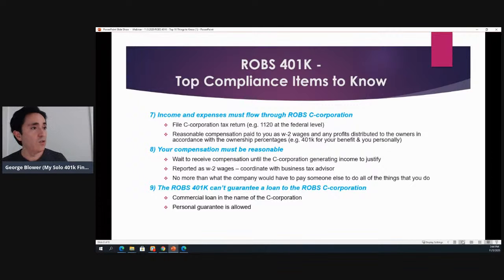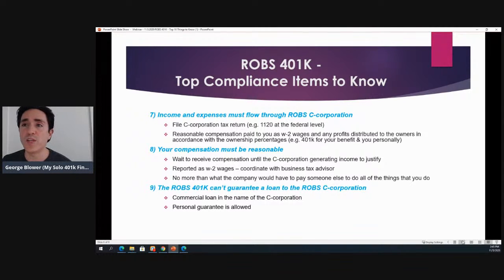Number 8, your compensation must be reasonable. So the number 1 is you want to wait to receive compensation until the C corporation is generating income to justify your compensation. Like we've highlighted in a couple of these items, it needs to be paid to you as W-2 wages. So coordinate with your business tax advisor.